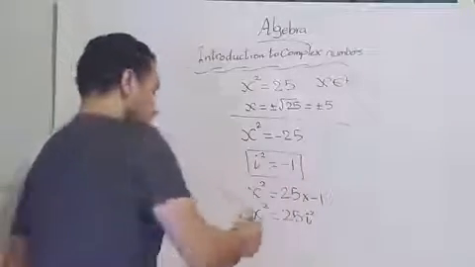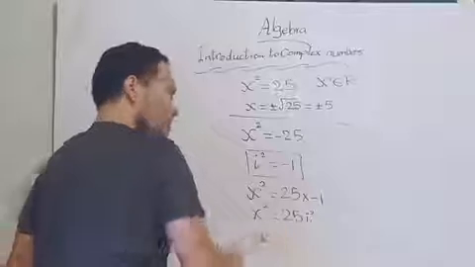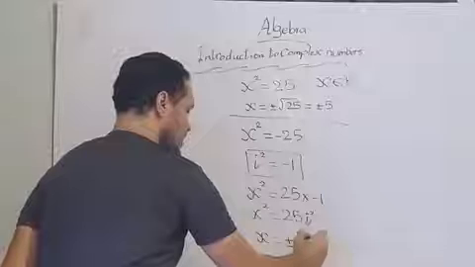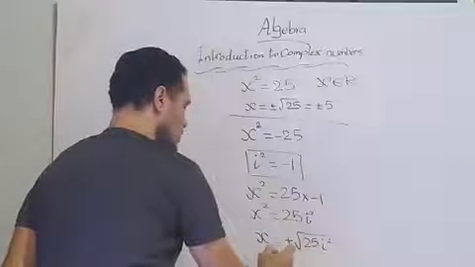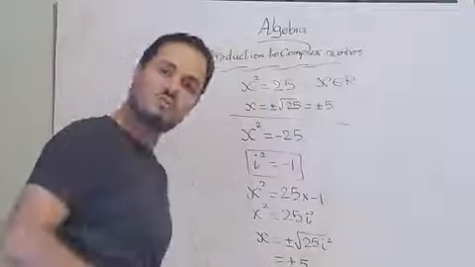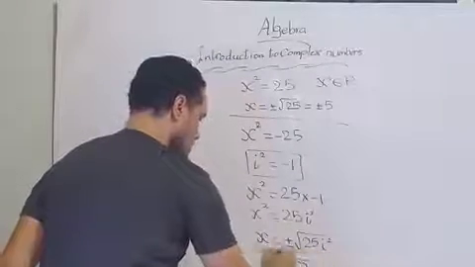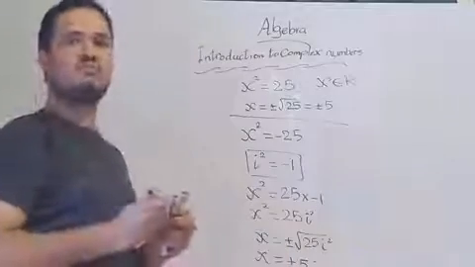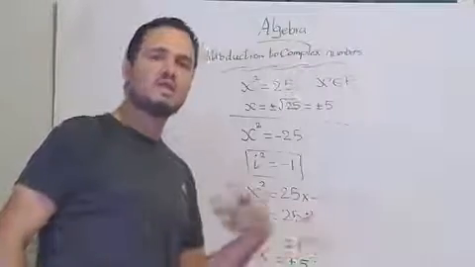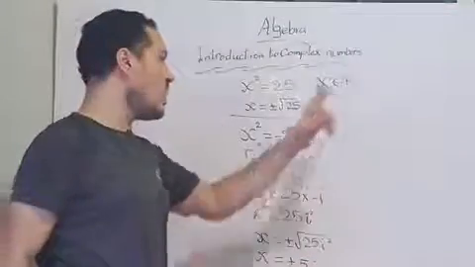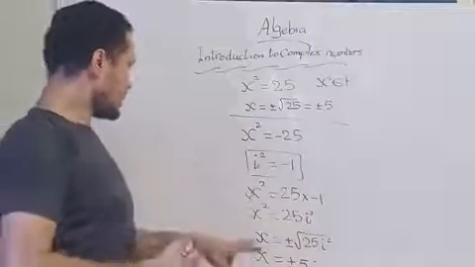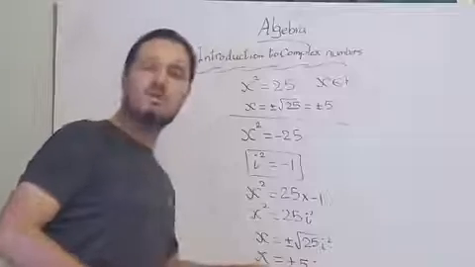You may get the final result, the solution set of x, which is positive or negative root of 25i², which is positive or negative 5. The root of i² is already i. So x equals positive or negative 5i. Again, what is i? i is an imaginary value. It does not belong to R. It's an expansion of R. So x equals positive or negative 5i.